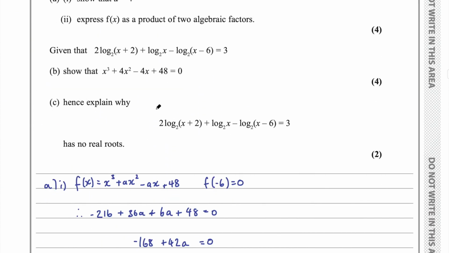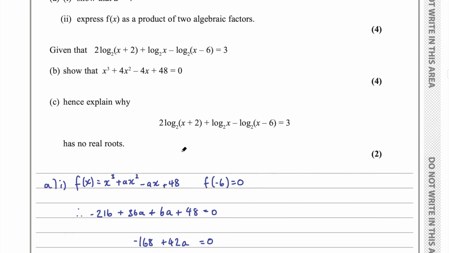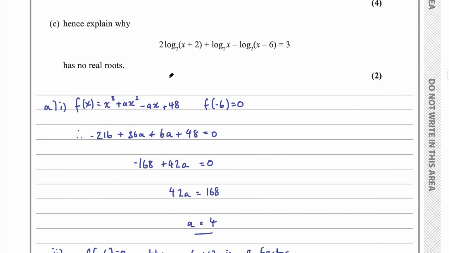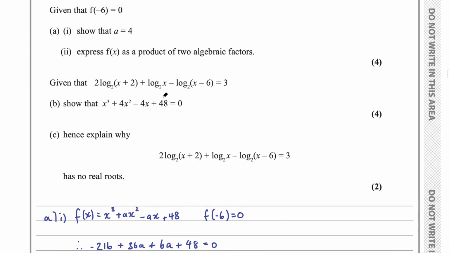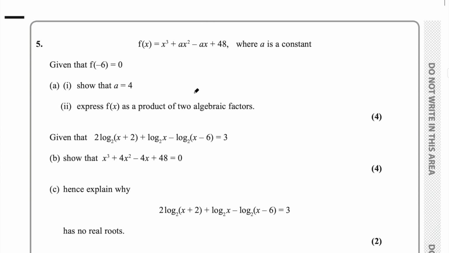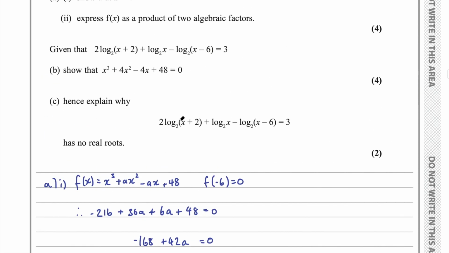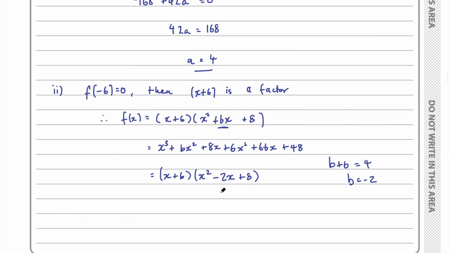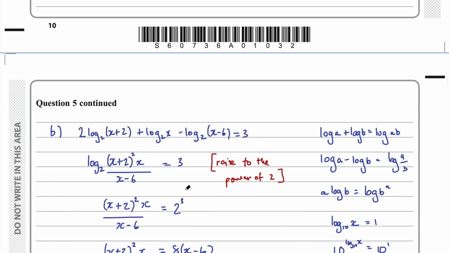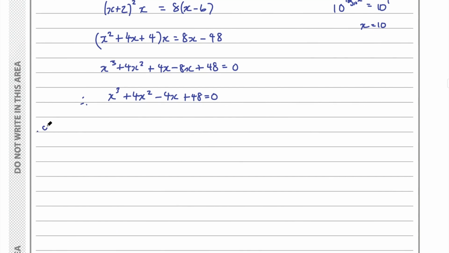Part C says, hence explain why 2 log base 2 of x plus 2 and so on, all of that, has no real roots. Okay, so we're going to have to connect these facts somehow. Now, of course, you notice that this expression is the same as the function we started with, and we've already factorized that into these factors here. So we can say that if we start with this expression, then we end up with this factorized cubic here. So let's just state that firstly.